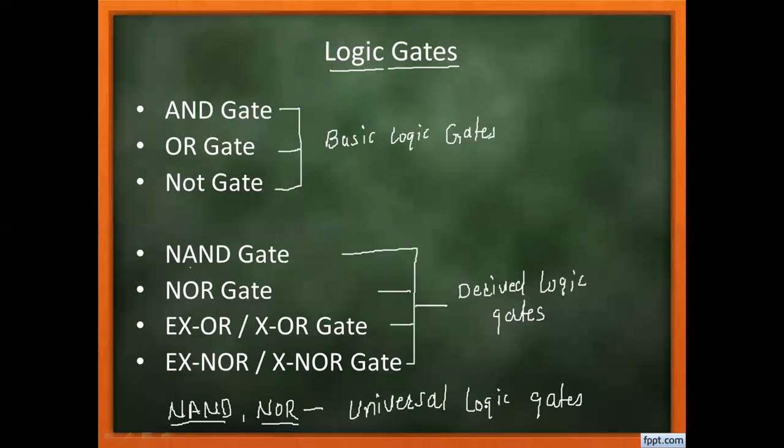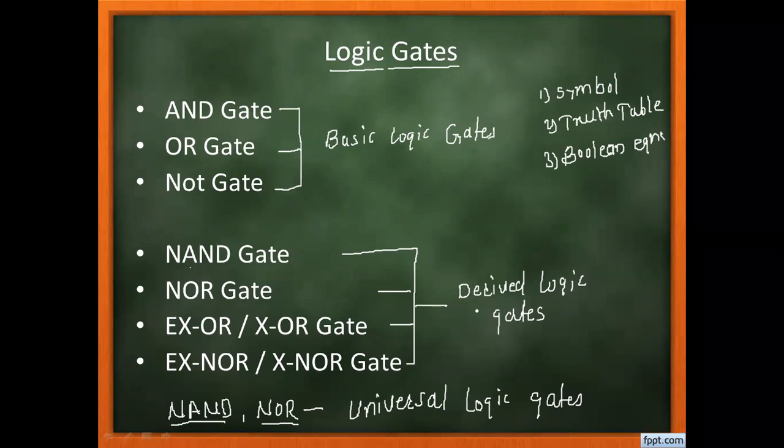Universal logic gate. So now what we are going to discuss in this session, we are going to discuss three parts. One is the symbol of the logic gate. Second, the truth table of the logic gate. And the third thing, which is nothing but the Boolean equation of a logic gate.